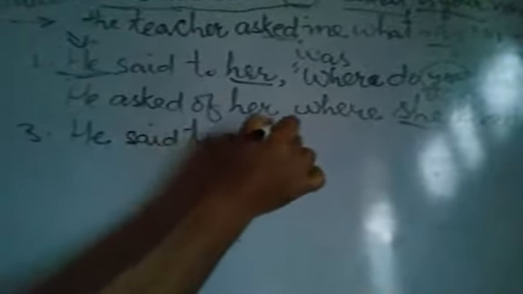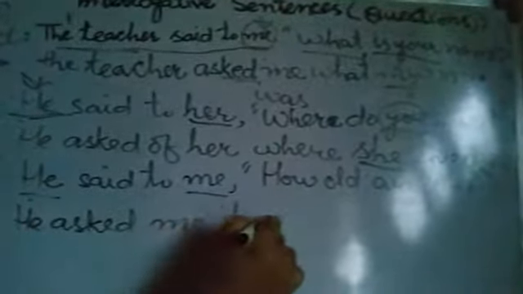He said to me, "How old are you?" In this, the speaker is third person, the listener is first person. We must remember these things in mind while changing direct narration into indirect narration. He asked me how old I was.